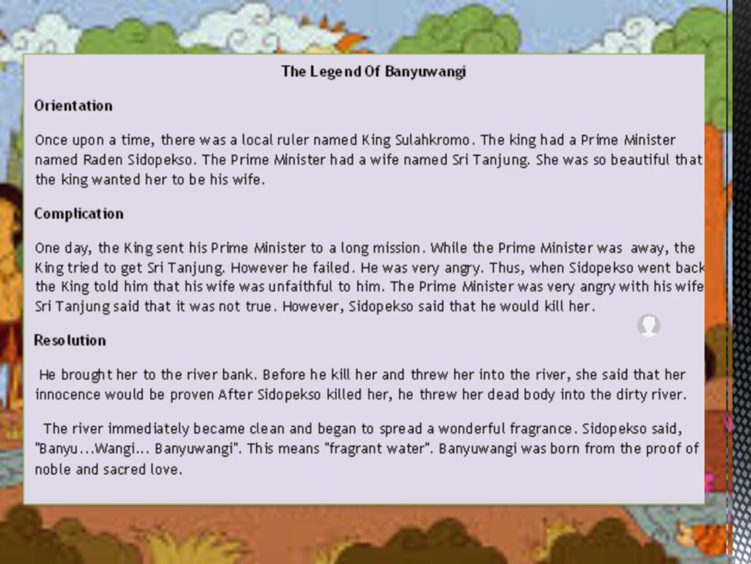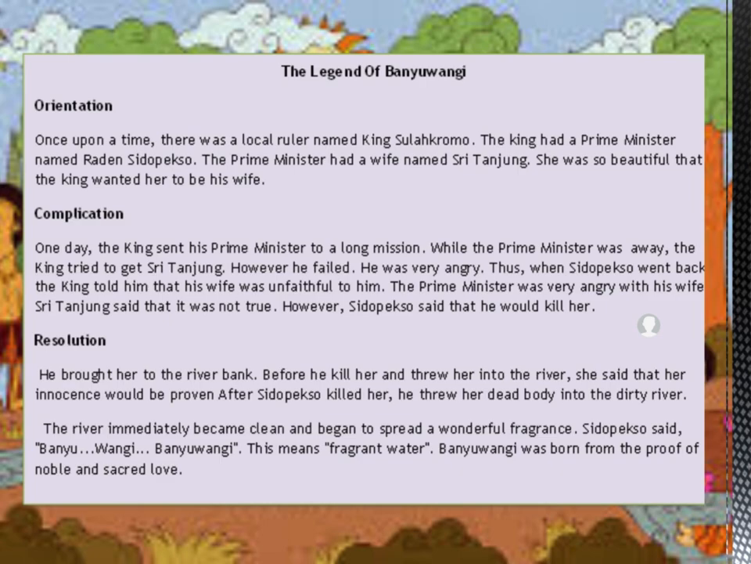Once upon a time, there was a local ruler named King Sulakromo. The king had a prime minister named Raden Sidopukso. The prime minister had a wife named Sri Tanjung. She was so beautiful that the king wanted her to be his wife.